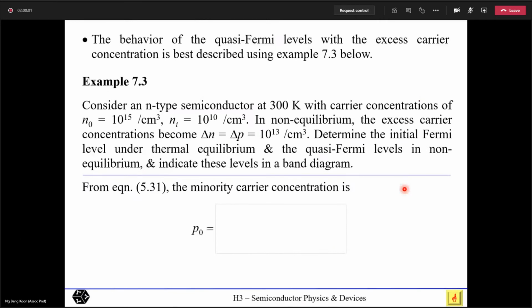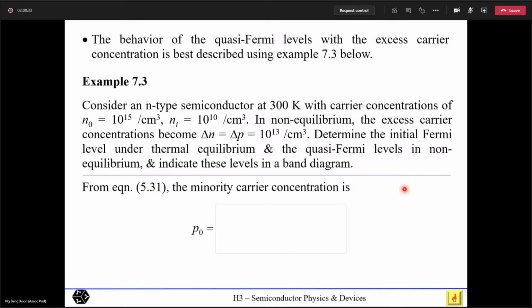To appreciate the use of this, I think it's useful to go through an example to see how it's applied and what the implication is. So suppose in this case we have an n-type semiconductor, which has a majority carrier concentration of 10 to the power 15.